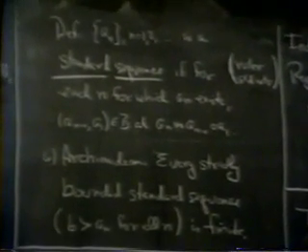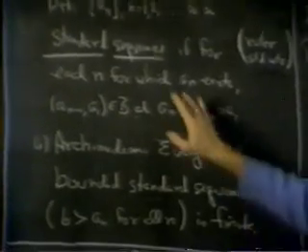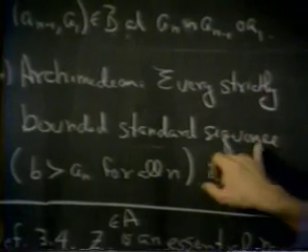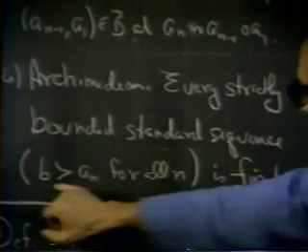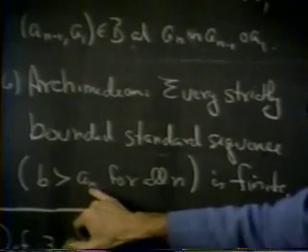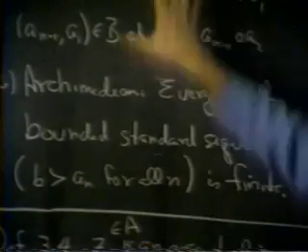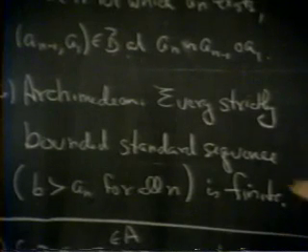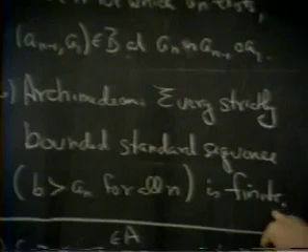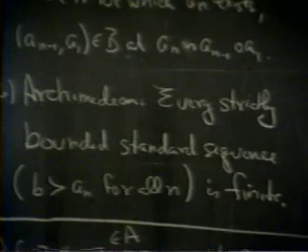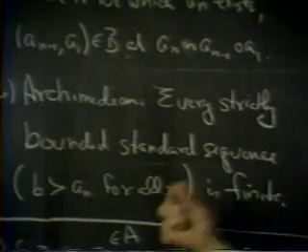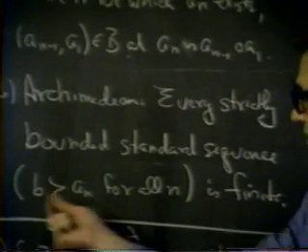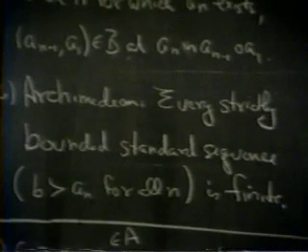Now, the Archimedean axiom gets defined in terms of standard sequences by saying that every strictly bounded standard sequence, and by that I mean there is an element B that is larger than each of the a_n's for all of the n's for which it's defined, and the assertion is then any such strictly bounded standard sequence is finite. There is no way that you are going to have an infinite number of copies of n that stay beneath a particular element B.